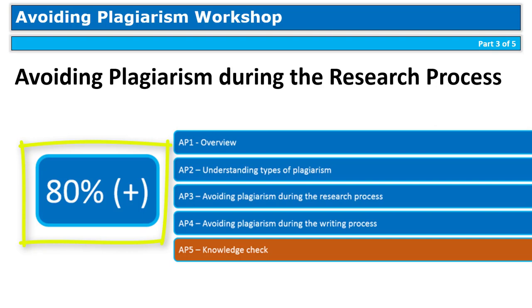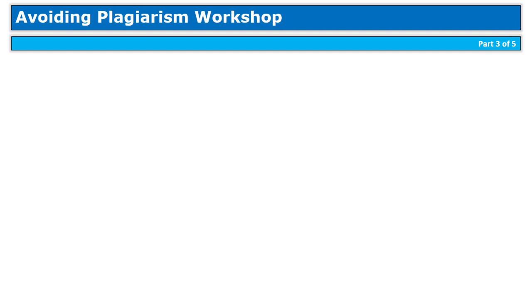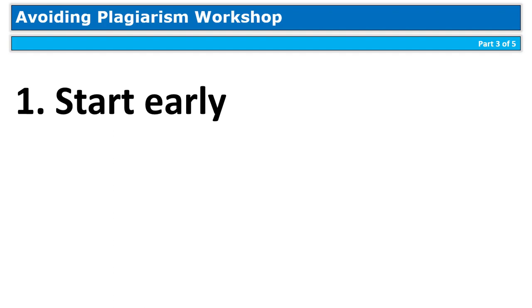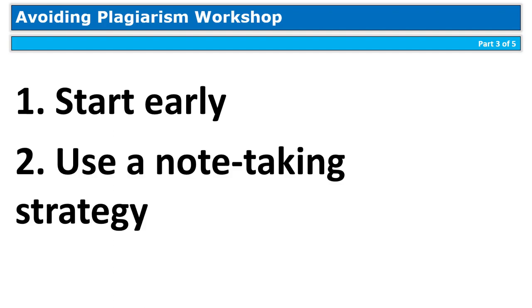Now that we have identified the different types of plagiarism in Section 2, let's take a look at ways to prevent it from happening. This can begin as soon as you start the research process. I have 2 strong suggestions for ways to avoid plagiarism. Start your assignment early and use a note-taking strategy during the research process. If you do both of these, you will be setting yourself up for success.